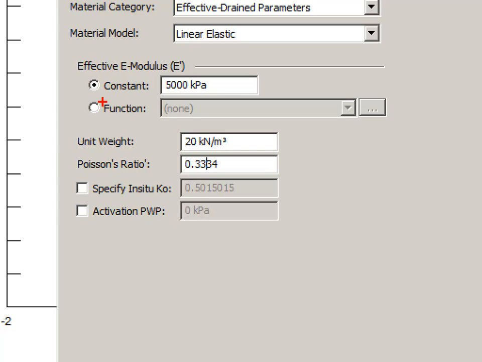Notice that we selected 5,000 kPa for Young's modulus. The unit weight is 20 kilonewtons per meter cubed. And when we specify Poisson's ratio as 1/3, then we compute here what the equivalent K0 is. Notice that with a Poisson's ratio of 1/3, we get K0 equal to 0.5. So in this case, we are not going to specify an in situ K0. We will use Poisson's ratio to control K0.